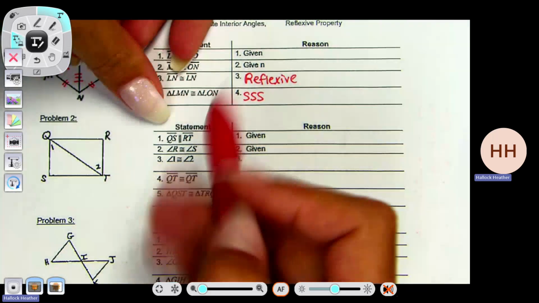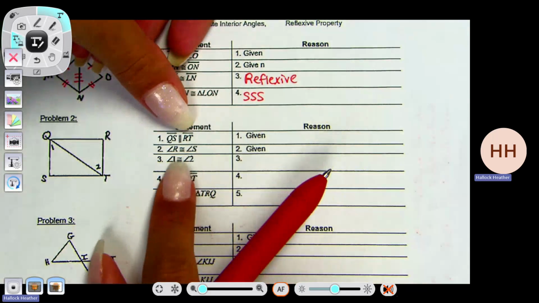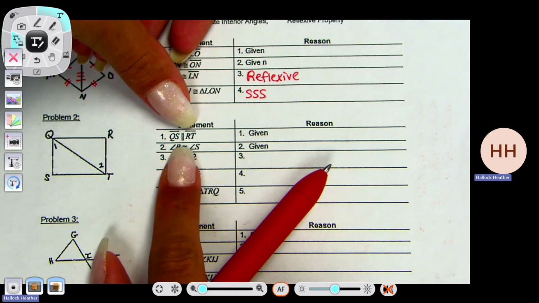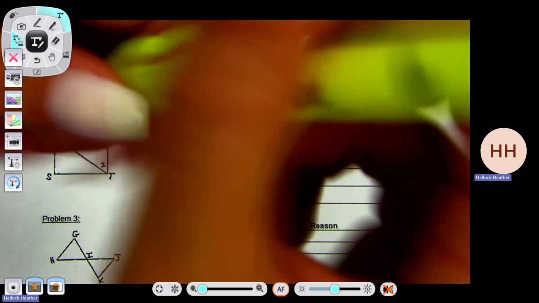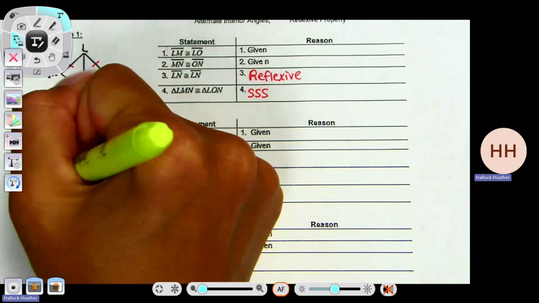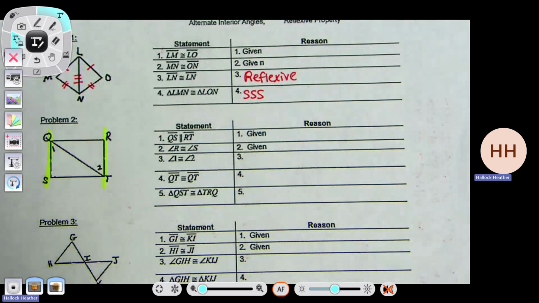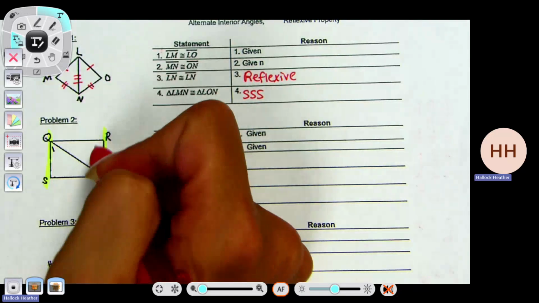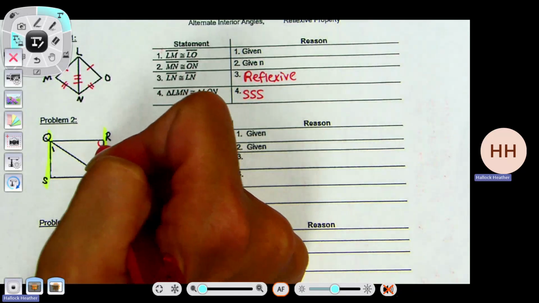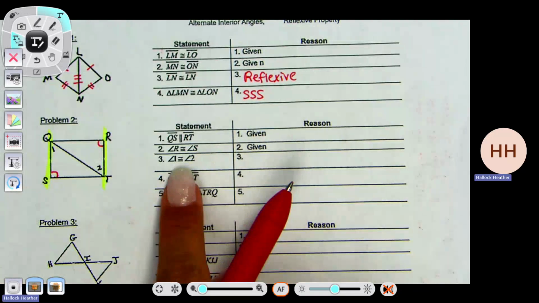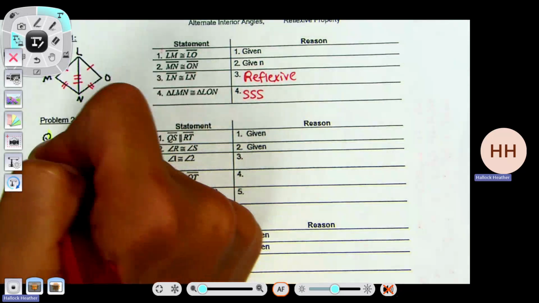Okay. QS is not congruent. You can't mark that. They're parallel to RT. That means these lines run parallel. QS and RT run parallel. Okay. R is congruent to S, so you can mark that. Angle 1 is congruent to angle 2.